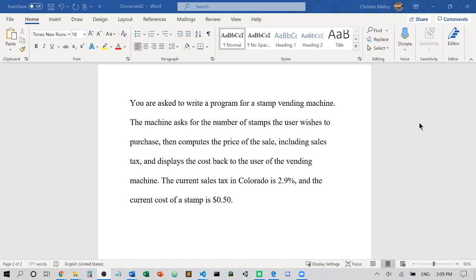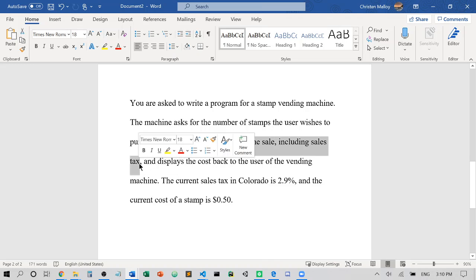So the first thing we should do is look for what inputs we will probably be using to set up this problem. Well, it says here that the machine asks for the number of stamps the user wishes to purchase. So it looks like the number of stamps is our input value, then computes the price of the sale including sales tax, and displays the cost back to the user. So it looks like the price of the sale, including sales tax, will be the output for the total cost.